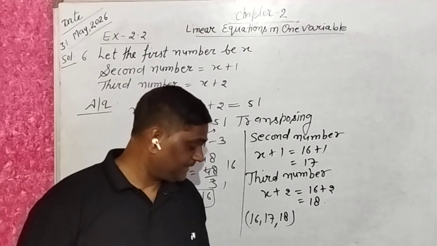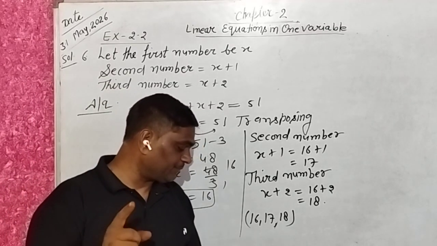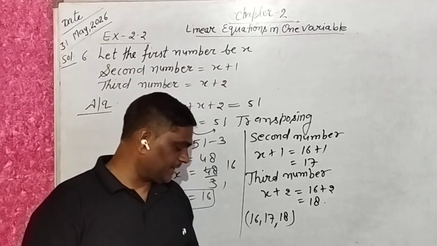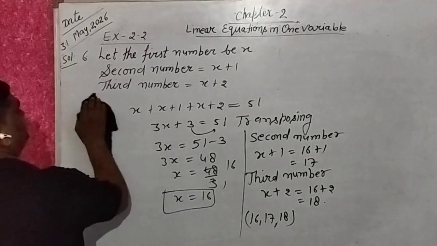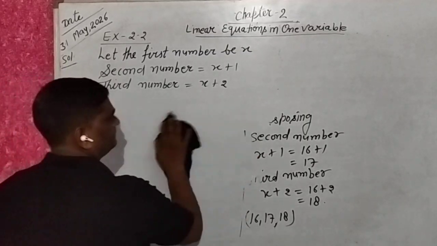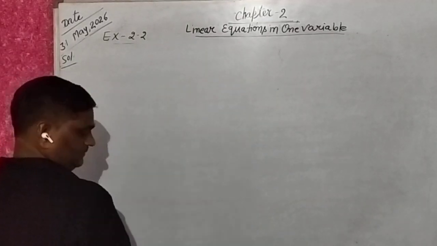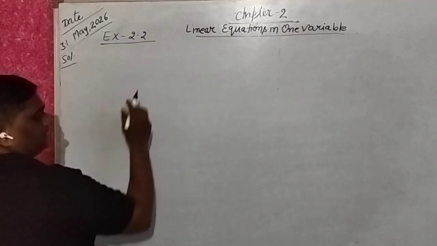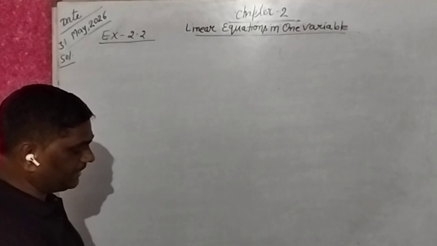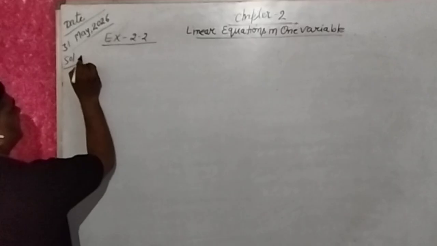Question. First of all I read the question. The sum of three consecutive multiples of 8 is 888. Find the multiples. This is the last question, number 7.